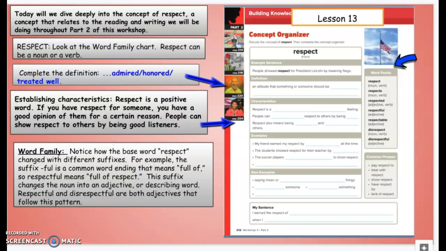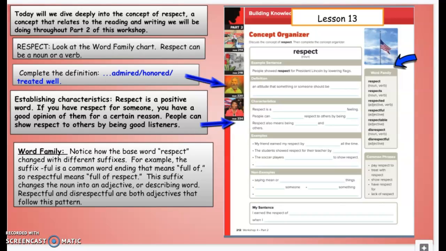Today we're going to be working on using vocabulary about a topic and then being able to think deeply about the concepts to come up with related examples. And if you notice on page 212 in the concept organizer, the concept we're going to be studying is respect. So today we will dive deeply into the concept of respect, a concept that relates to the reading and writing that we will be doing throughout part 2 of this workshop.